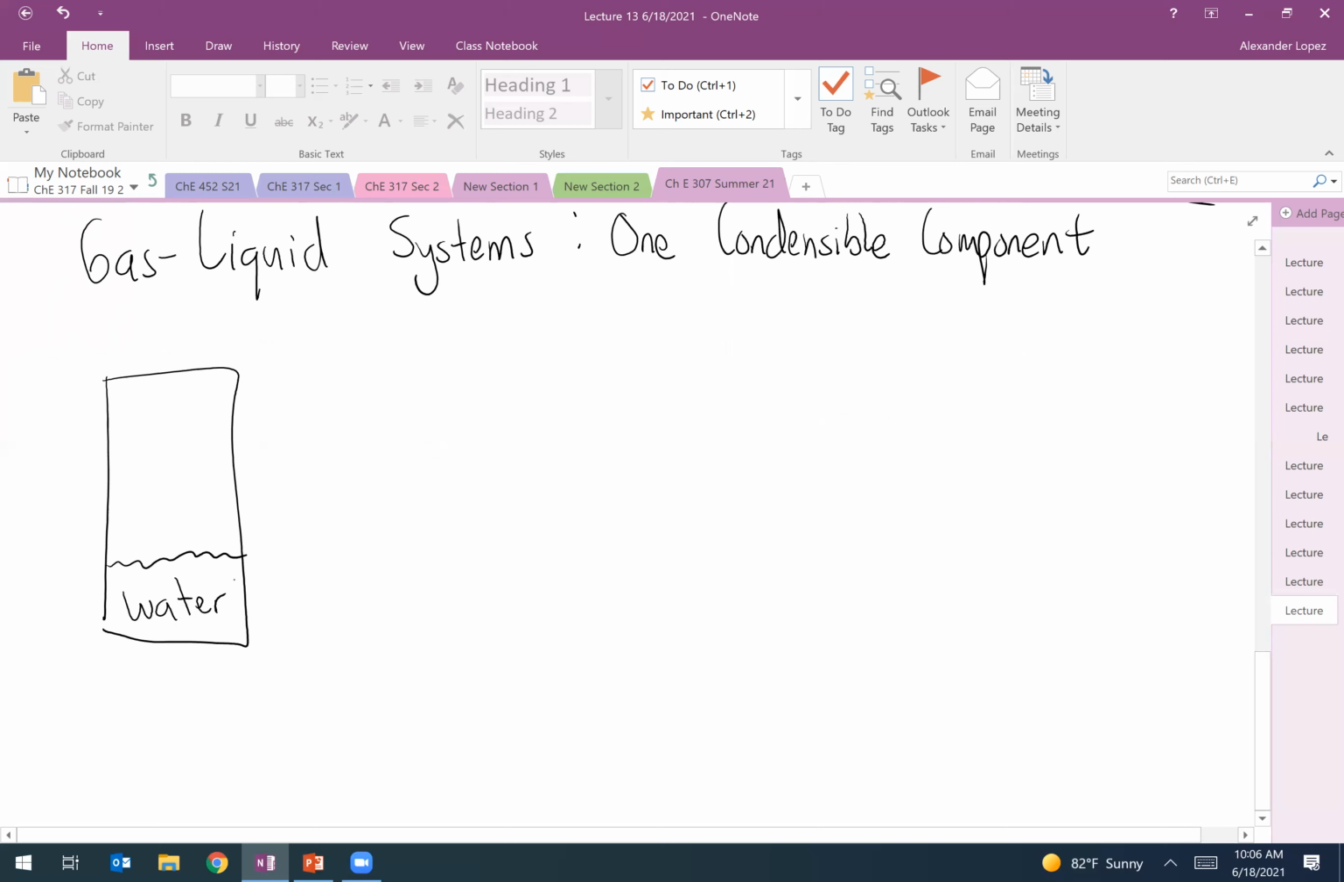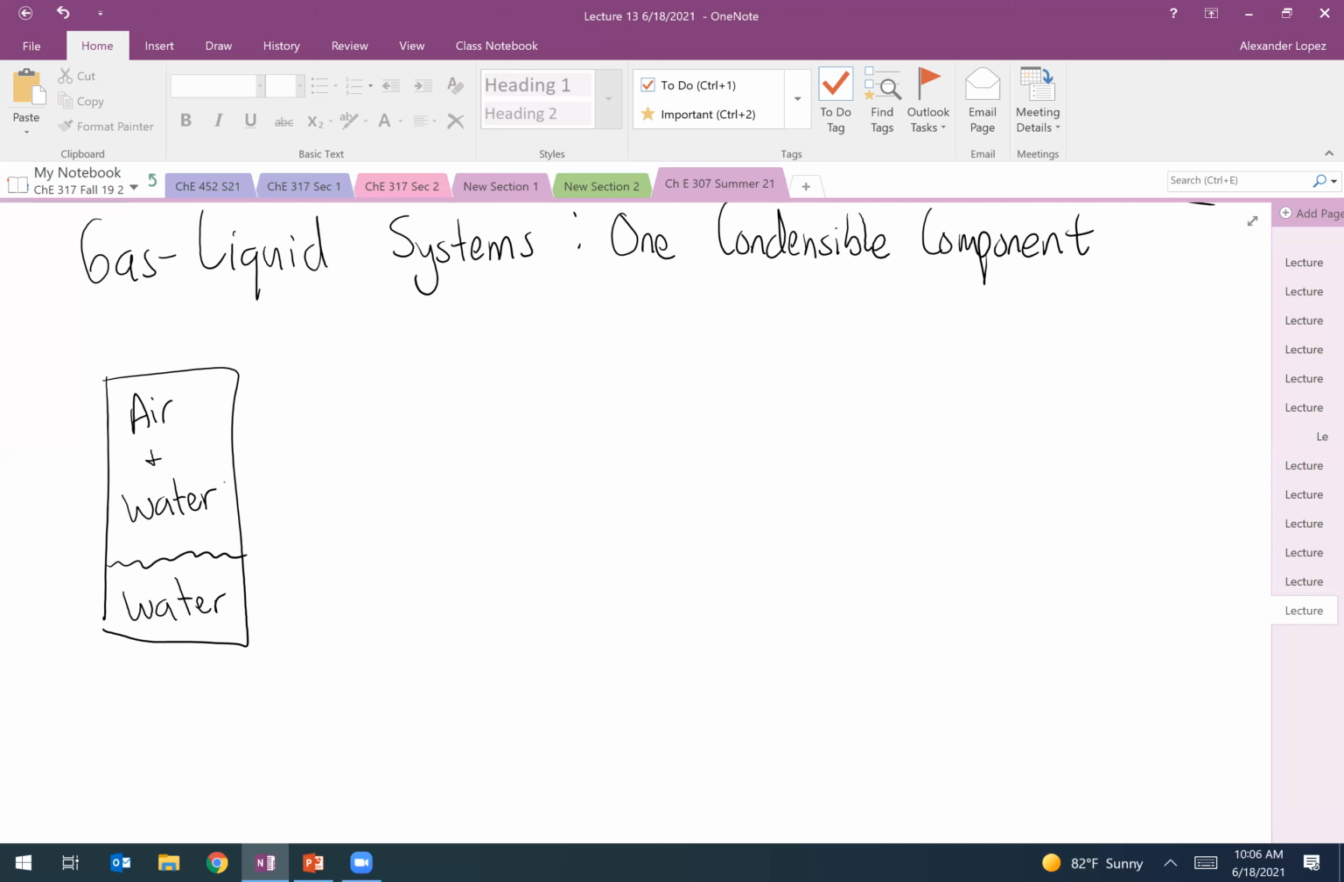And if I let that container sit over time, I have air at the top. And I should have some amount of water as well that enters that air phase, or the vapor phase, at equilibrium. So in the liquid phase, I have water, and in the vapor phase, I have air and water.